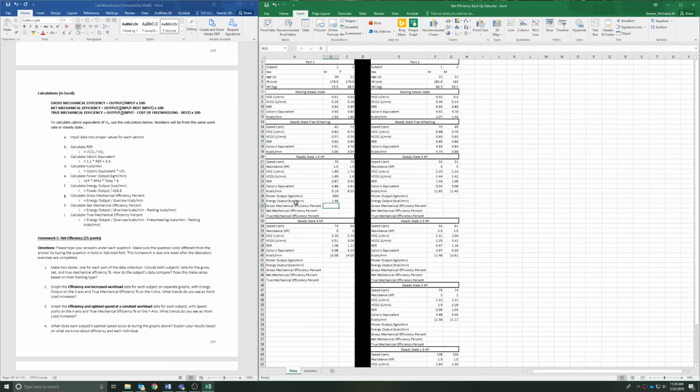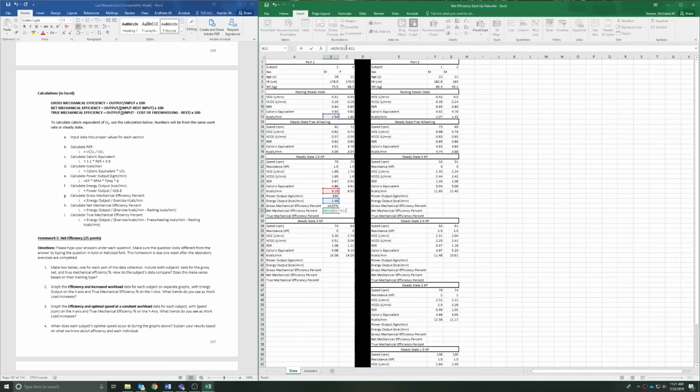To determine gross mechanical efficiency as a percent, we're going to take our 1.48 and divide it by the kcals that we expended for this activity. So this is gross, it includes everything. To determine net, we do essentially the same thing, but now this time we have to subtract the kcals expended during our resting steady state. So we're going to do the energy output divided by kcals per minute of the exercise minus the kcals per minute of the resting steady state.